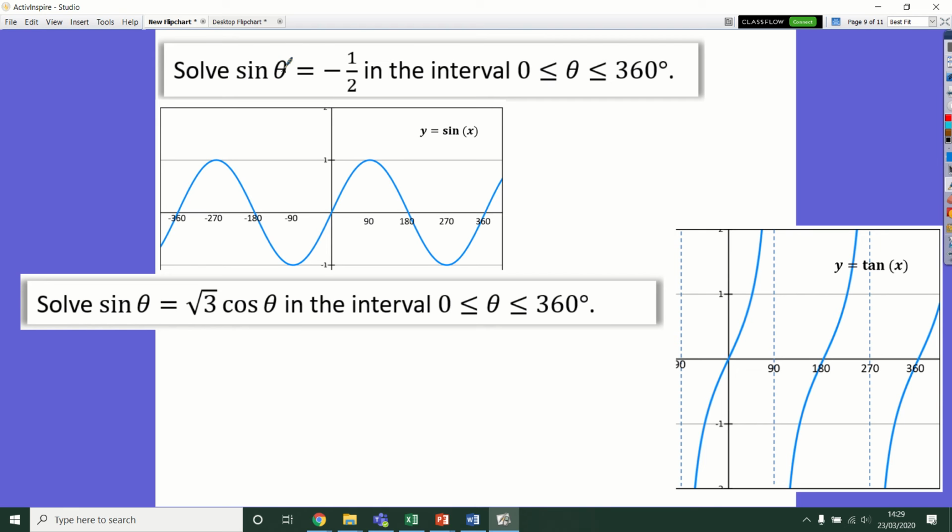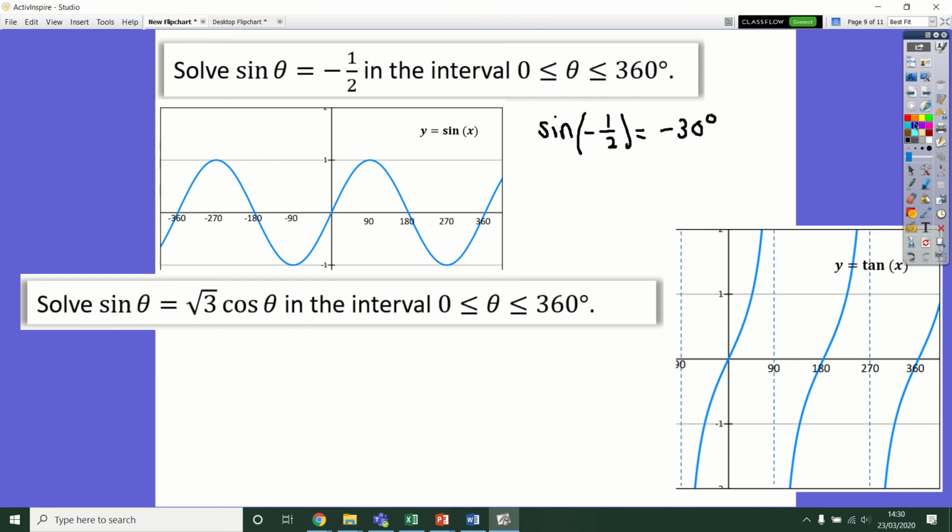And how are we going to get our value of theta? Well, if I want to get theta out of sine theta, the best thing to do is apply the inverse sine function. So if I do that to both sides, then inverse sine of minus a half, you can use your calculator. And that's going to give me minus 30 degrees, which is my first potential solution. However, minus 30 isn't in my range of valid theta.